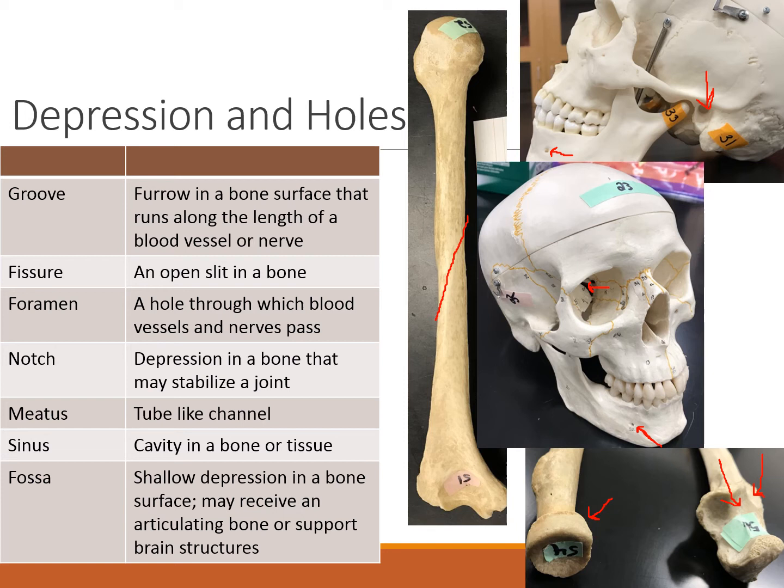And finally, fossae are shallow depressions in a bone surface. They may receive an articulating bone or support brain structures. An example would be the olecranon fossa, which the olecranon process of the ulna fits into, right here on the distal end of this humerus.